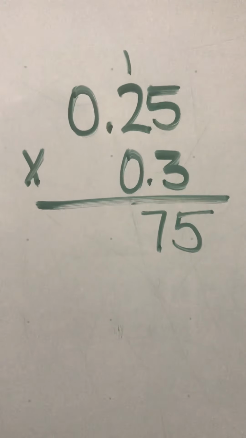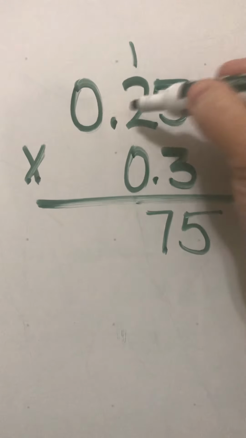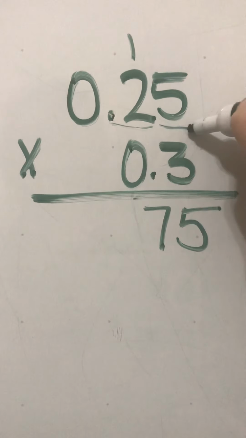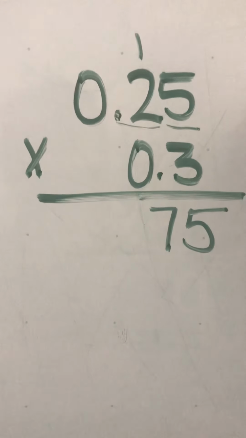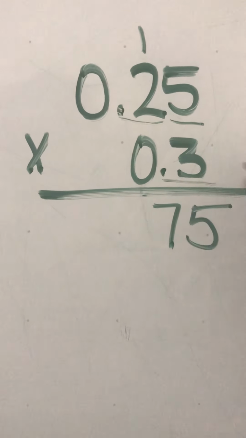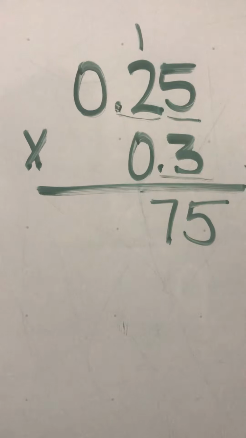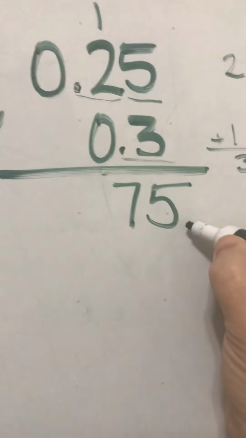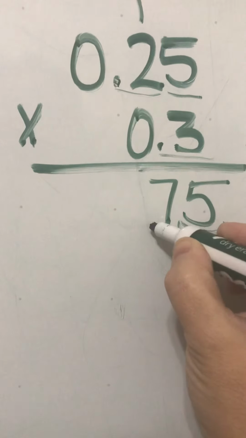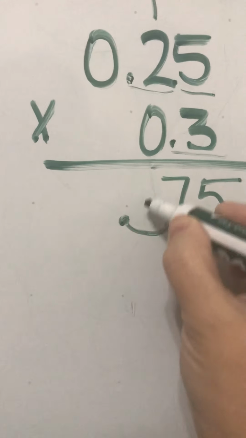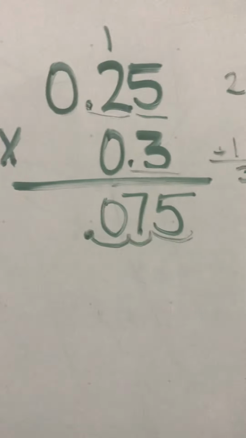But I'm not done, right? I have to count my decimals. I have 1, 2 here. 2 numbers are behind the decimal point, so I have 2 here. And I have 1 more here. So 2 plus 1 is 3 decimal places. So here's my invisible decimal. Here I go. 1, 2, 3, which means I have to put a 0 in there.